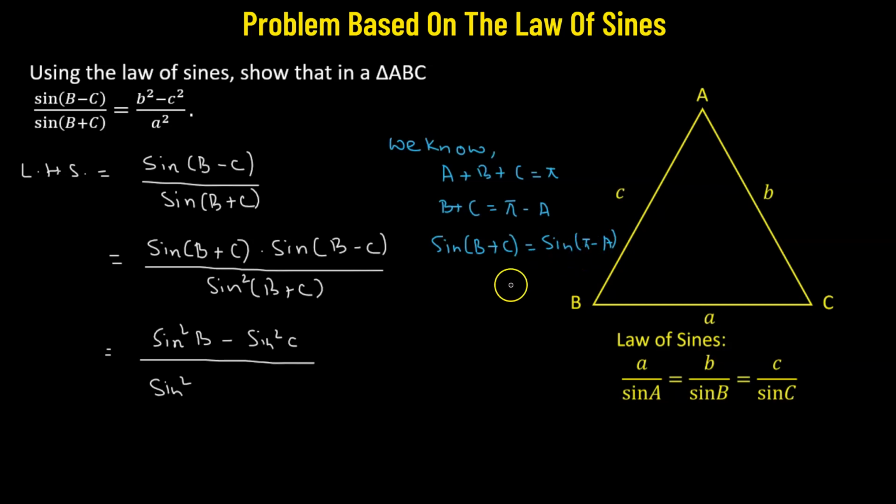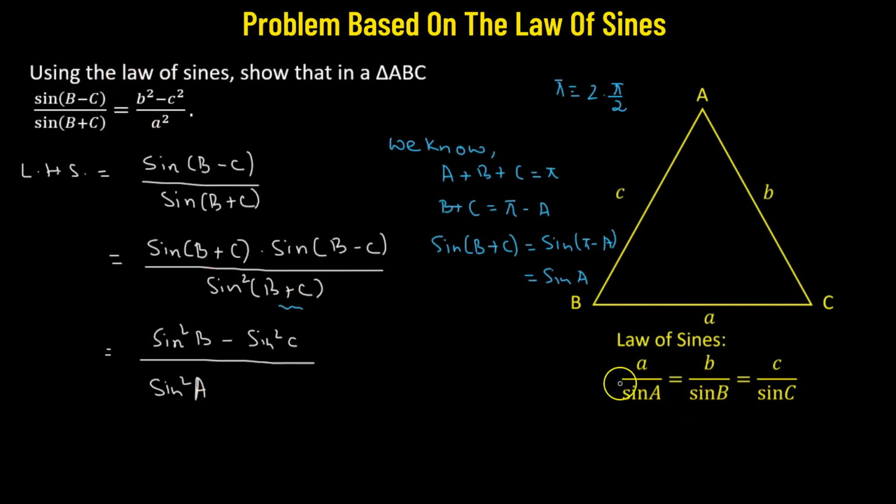And what's the value of sine(pi minus A)? That's simply sine of angle A, because we have an even multiple of pi over 2. So pi can also be expressed as 2 times pi over 2. And it's positive because pi minus A lies in the second quadrant, meaning we can replace this B plus C simply with A. So we get sine squared A in the denominator.